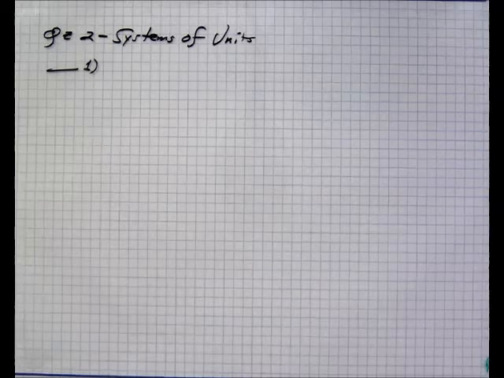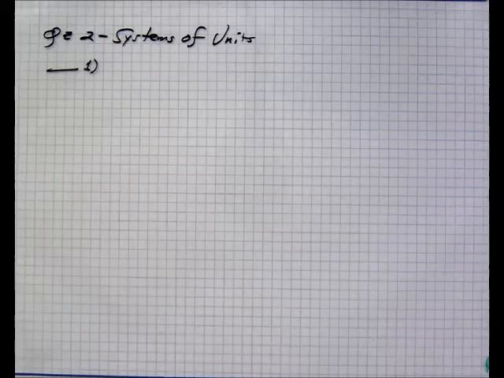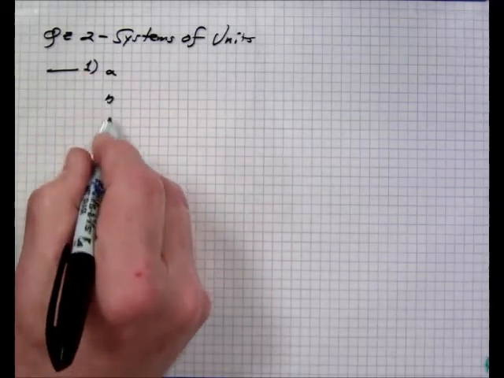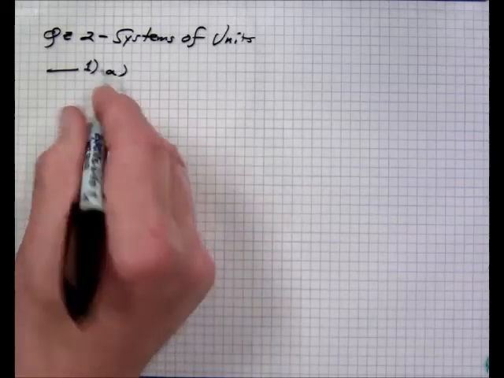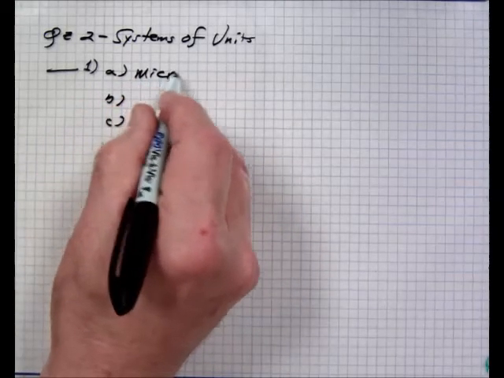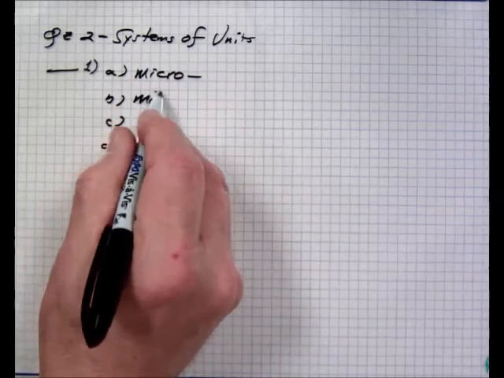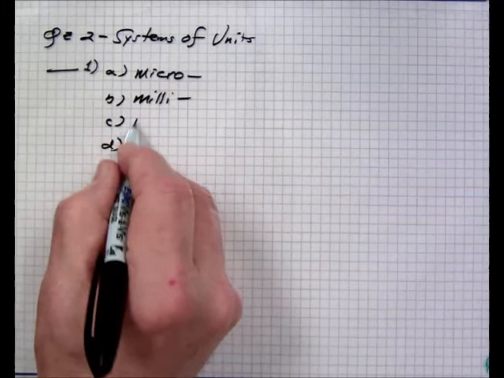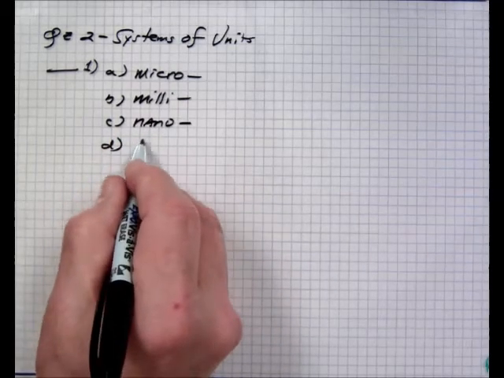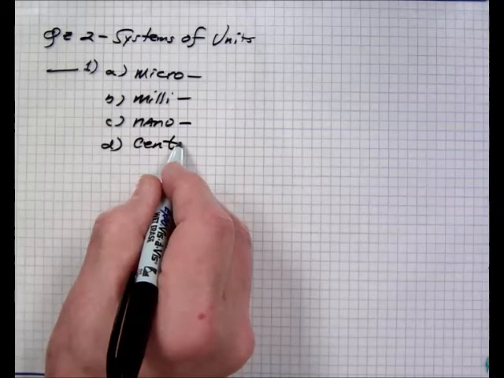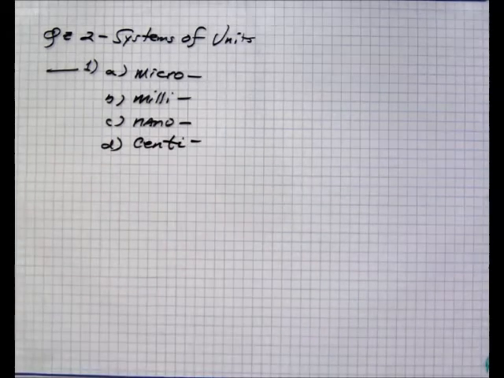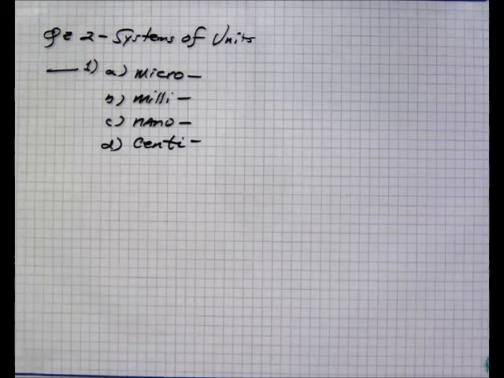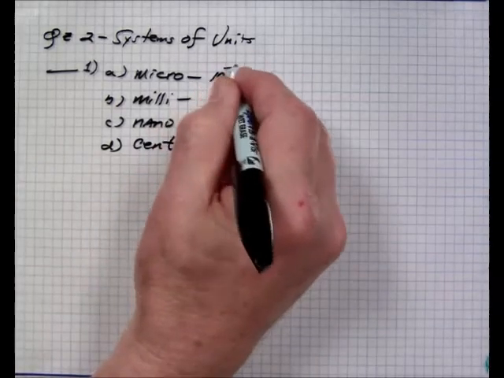Okay. This first one, I gave you some prefix abbreviations or prefixes: A, B, C, E. Micro, milli, nano, and centi. And I asked you which is the smaller unit. And which one's the smaller unit? Nano? Yes. Micro is 10 to the minus 6 dimension.